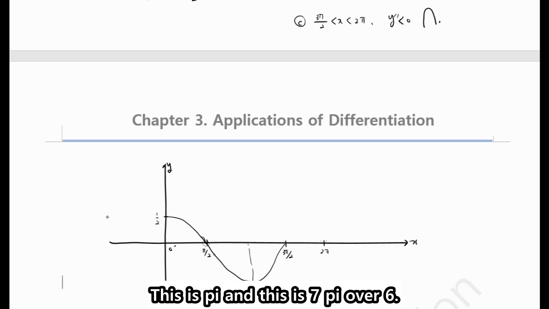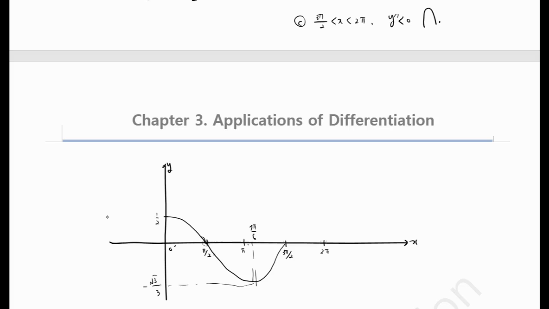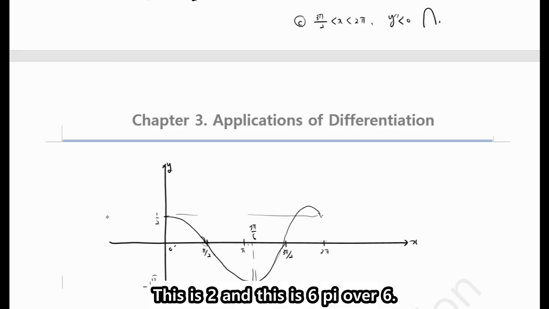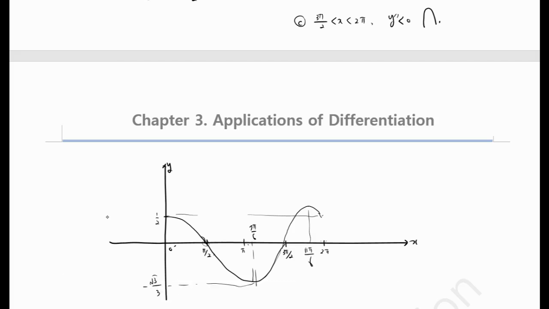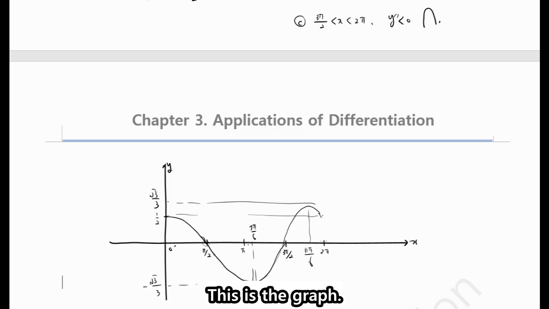This is pi, and this is 7 pi over 6. The value is minus square root of 3 over 3. And this is concave down and concave up, like this. This is 2 pi, and this is 11 pi over 6. This value is square root of 3 over 3. This is the answer. This is the graph.